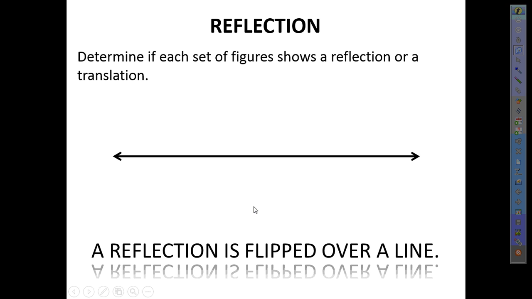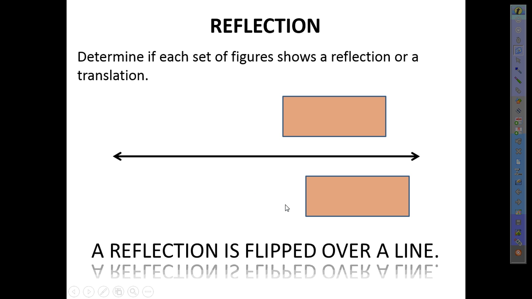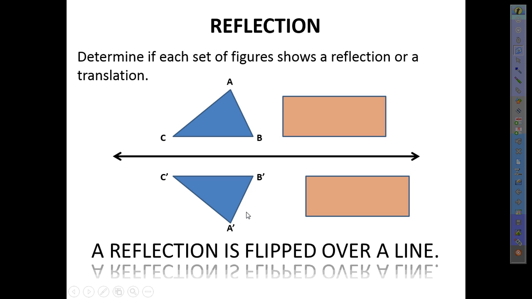Determine if each set of figures shows a reflection or a translation. So would this be a reflection or a translation? Now, this one, it's on the opposite side, but notice that it's not in the exact same spot. It moved over. If we move left to right, up and down, that's a translation.